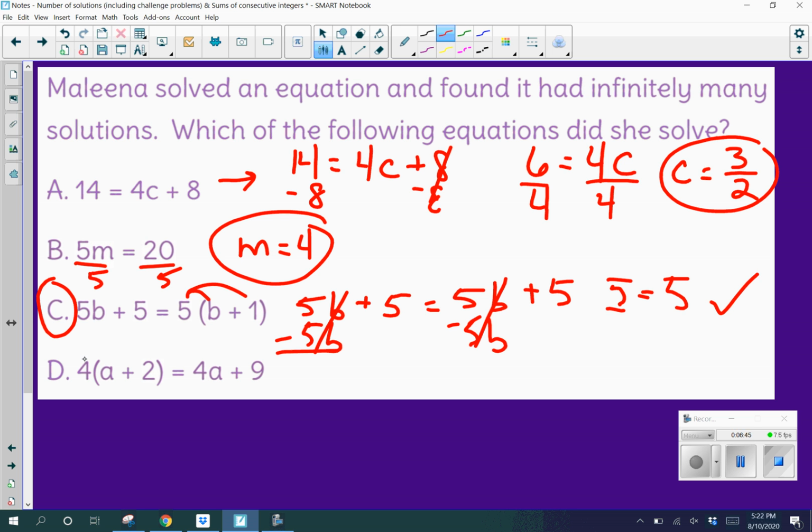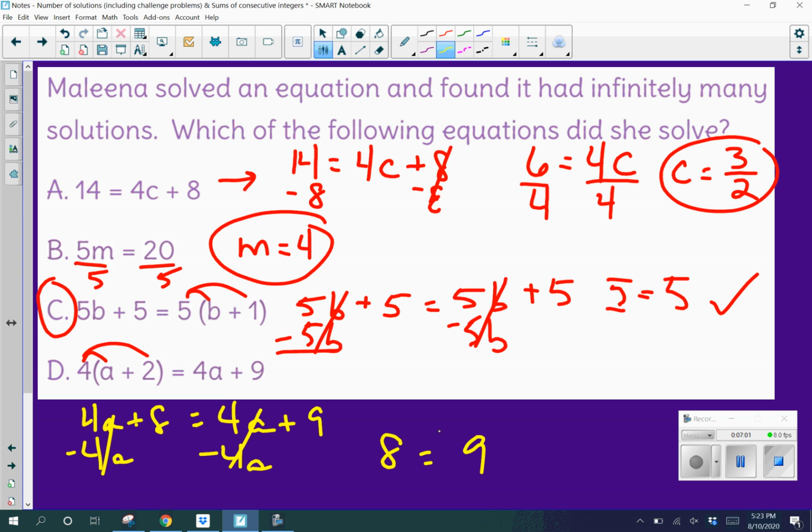with answer choice C. And what's wrong with this one is that I'm going to be left with 4a plus 8 over here, 4a plus 9 over here. So when I cancel my variables out, I'm going to end up with 8 on the left and 9 on the right, which clearly 8 does not equal 9, which means this would be no solution.